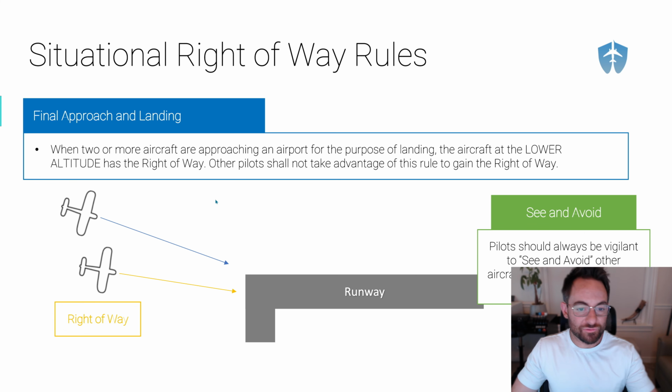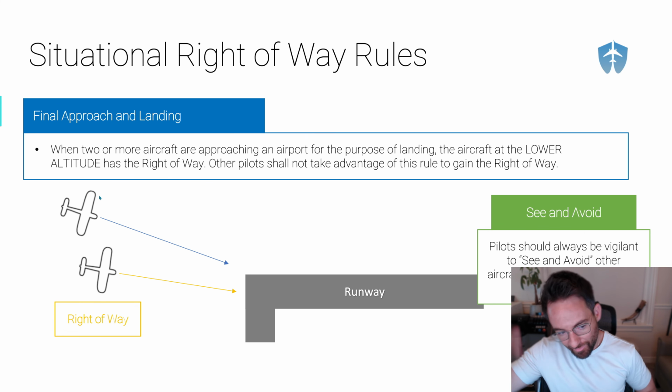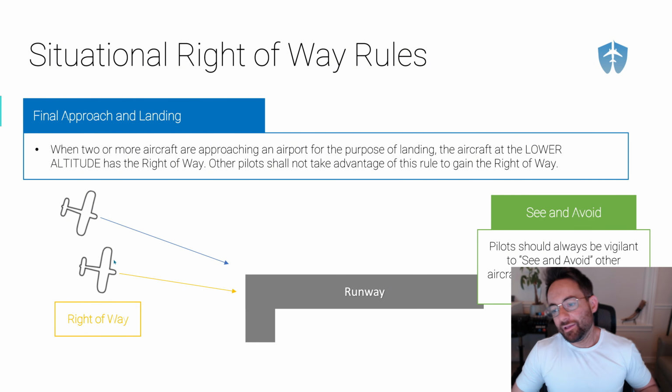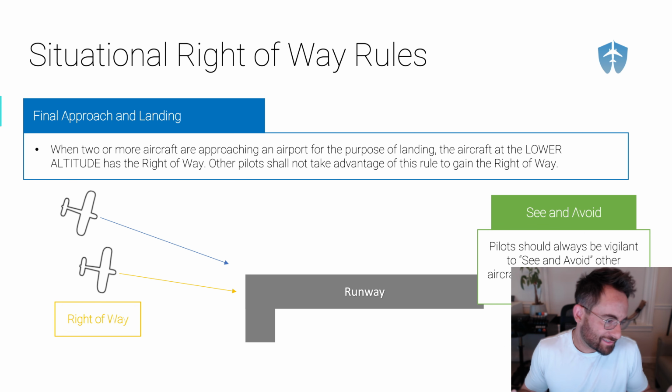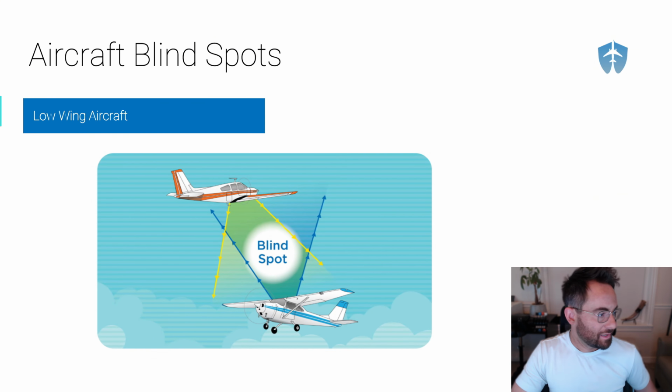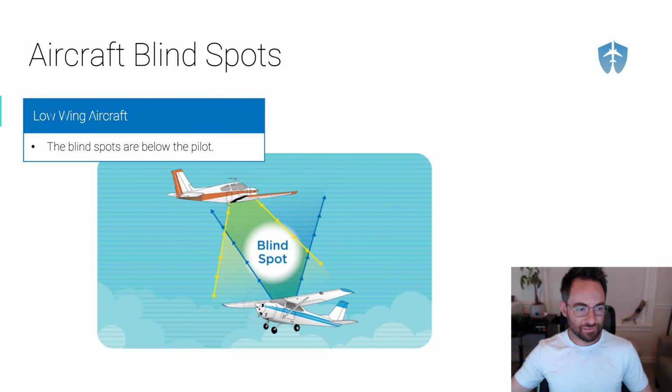There is a little caveat with this one, though. If we continue reading, other pilots shall not take advantage of this rule to gain the right of way. What that means is if you're this blue aircraft here, you can't just be like, oh, I want to land first, and then just chop your power back, drop down, and get below this guy. Don't want to be doing stuff like that. I don't know. That's just kind of a garbage move. So don't do it. If you're higher, let this person have the right of way that's lower than you for safety.